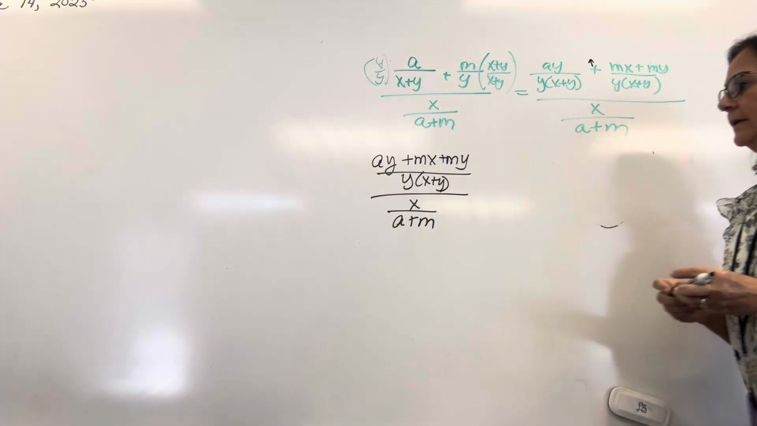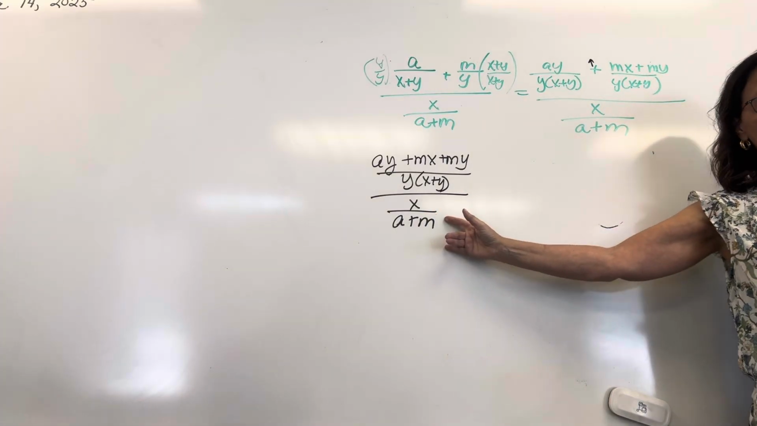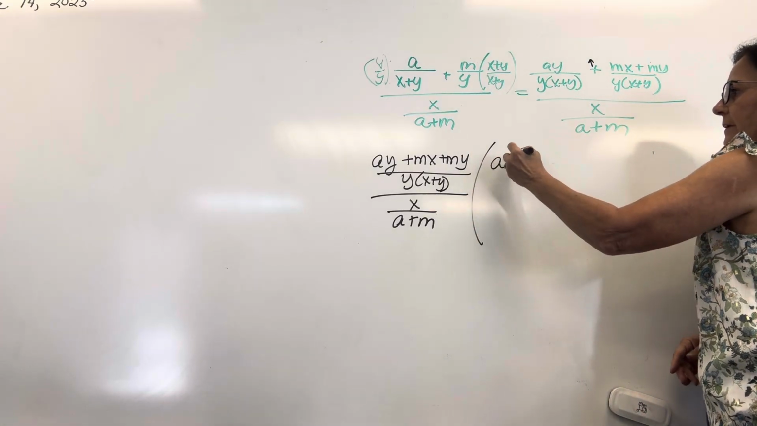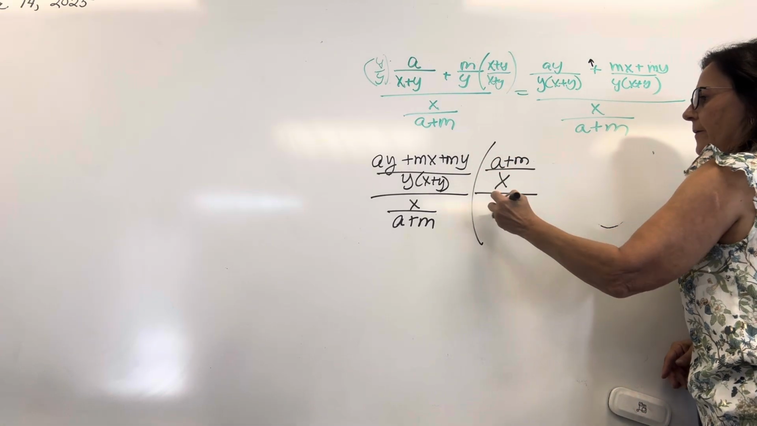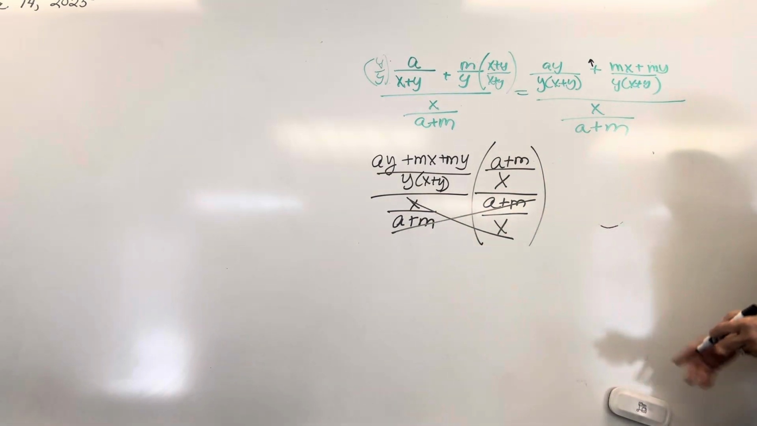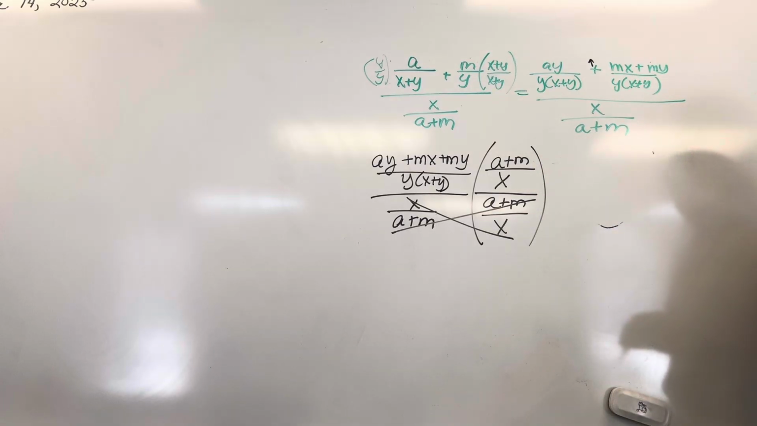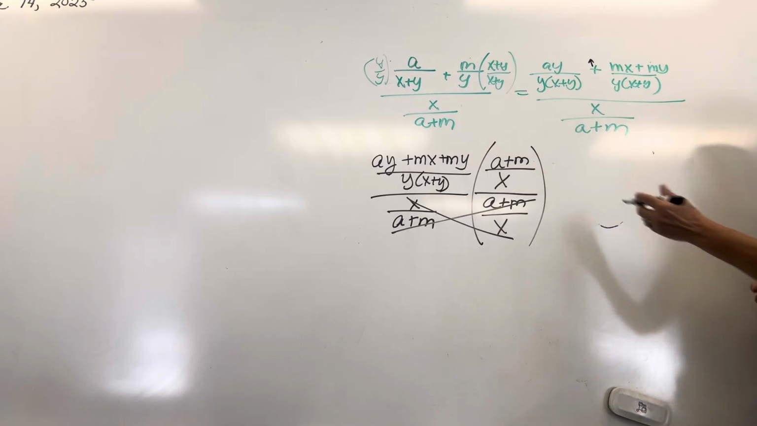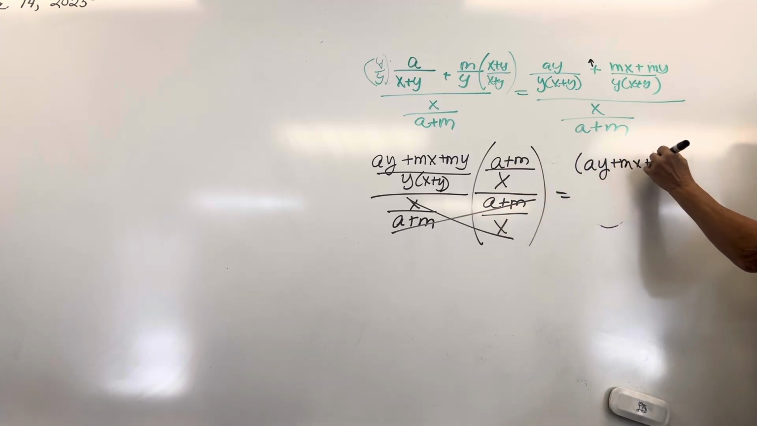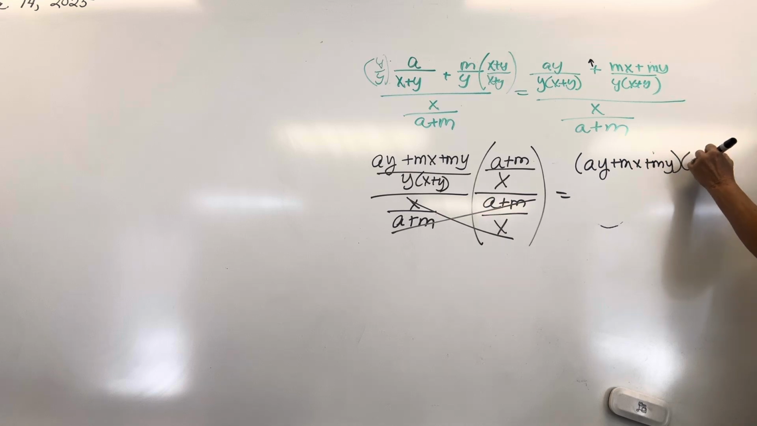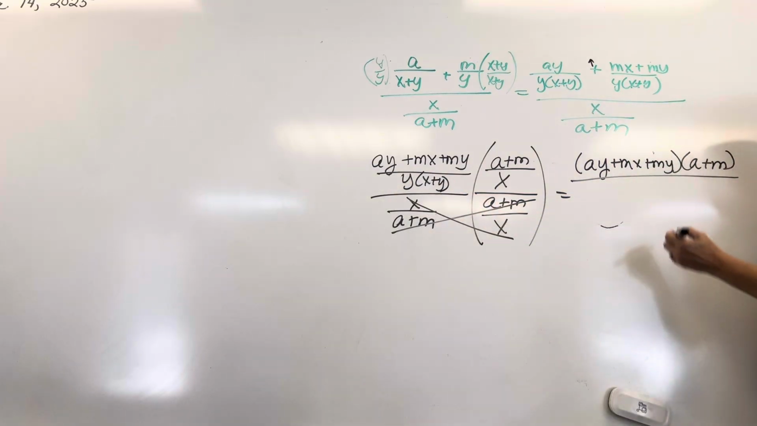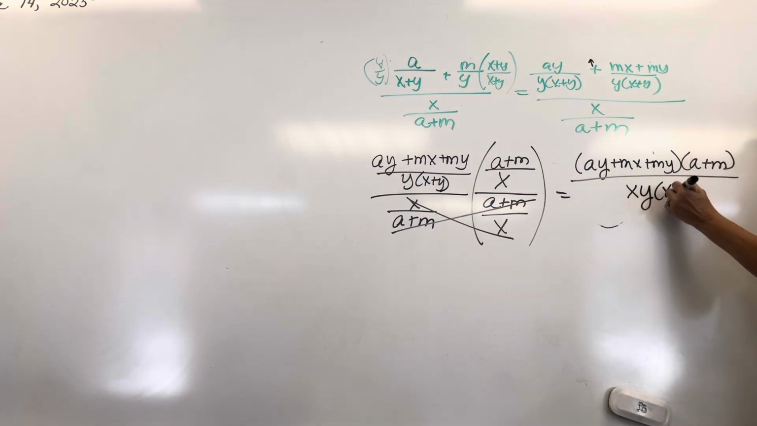plus m. Now I take the denominator, I multiply it by the reciprocal over itself. A plus m over x over a plus m over x. The denominator becomes 1, so I just have the numerator. You do not have to multiply these out. You can write this ay plus mx plus my times a plus m, and we'll just multiply x out at the beginning. xy times x plus y.